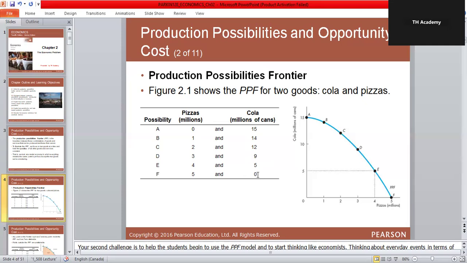So, in short, the PPF shows the maximum possible combination of two goods you can make efficiently with the resources you have. So, anything inside the curve is possible but not fully efficient. I'm talking about this area inside the curve. Whereas anything outside is impossible with current resources. This area is outside of the PPF, which is impossible with current resources.